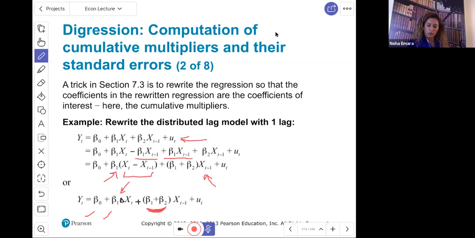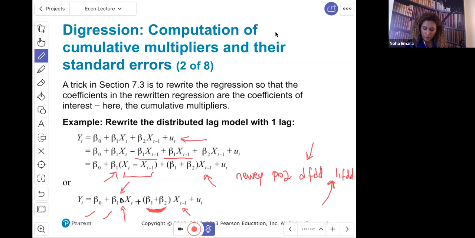If I'm estimating this model like here by saying regress price of orange juice on D.FDD. D. means the change, right? And then L1.FDD, which is X_t minus 1. Then I would be able to look at the coefficient attached to this one and say this is the cumulative multiplier of period 1.